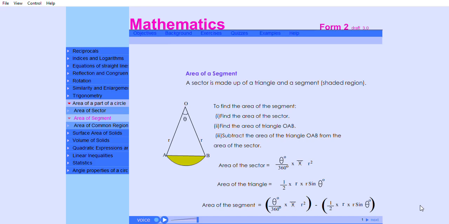Area of the sector is equal to theta over 360 times pi r squared. Area of the triangle is equal to 1 over 2 times r squared times sin theta. Area of the segment is equal to theta over 360 times pi r squared minus 1 over 2 r squared sin theta.